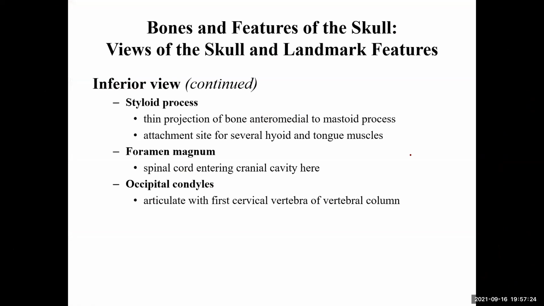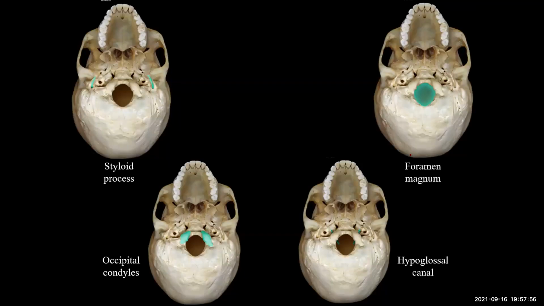Okay, a couple other structures that we will see on the inferior view. We already noted the foramen magnum and the occipital condyles, all right? But I haven't talked about the styloid process. And we saw the styloid process hanging off of the temporal bone there. And so the styloid process is going to be this thin bony projection that's going to be just in front of the mastoid process. And the mastoid process is more of a bigger, more blunt projection that's coming off of the temporal bone.